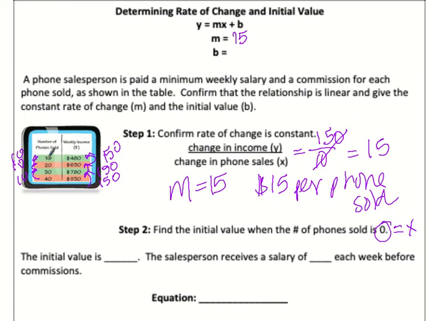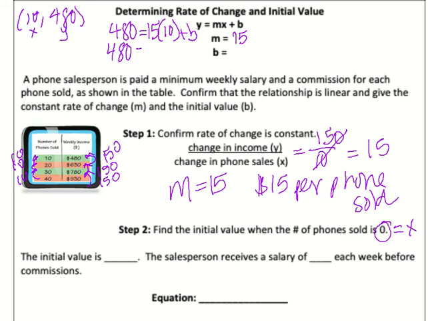So we're going to take information we know. I'm going to use this point, 10 and 480, and plug it into this equation. This is x, and this is y. So I'm going to go 480 equals my slope, 15, times 10, plus b, because I don't know what b is yet. We don't know our initial value, what it is when I don't sell any. So what we're going to get is 480 equals 150 plus b, because we didn't do anything with that.